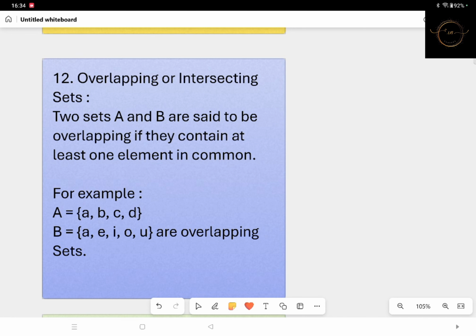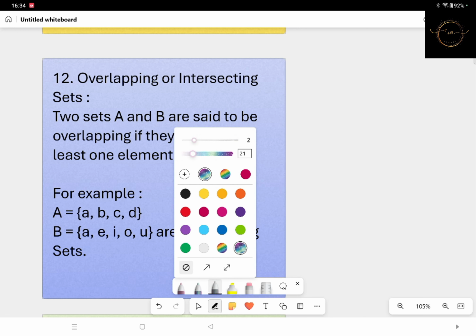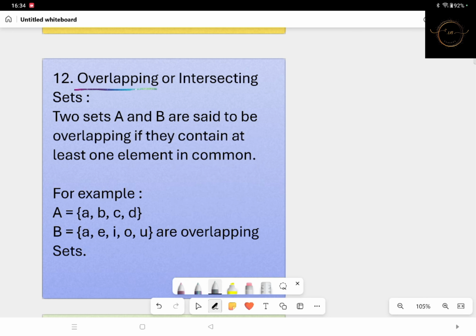Next, coming to the next type of sets, that is overlapping or intersecting sets. Overlapping means that the two sets will overlap. That means one set will have some elements which are in common with the other set. Two sets are said to be overlapping if they have at least one element in common. That means there can be more than one element in common, but there has to be at least one element in common.